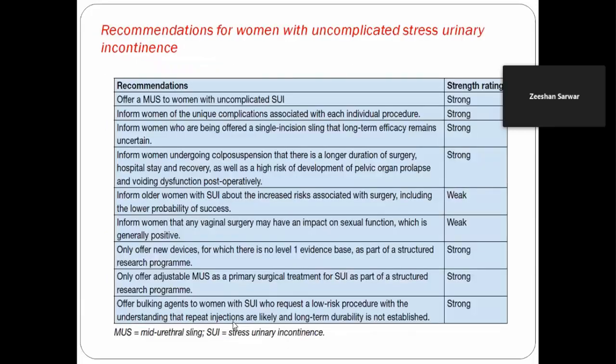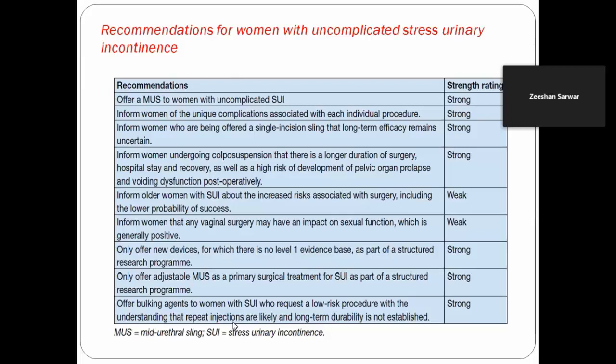The recommendation for women with uncomplicated stress urinary incontinence: it is strongly recommended to offer a mid-urethral sling to women with uncomplicated stress urinary incontinence. Inform women of the unique complication associated with each individual procedure. Inform women who are being offered a single incision sling that long-term efficacy remains uncertain. Inform women undergoing Colposuspension that there is a longer duration of surgery, hospital stay and recovery, as well as a high risk of development of pelvic organ prolapse and voiding dysfunction post-operatively.